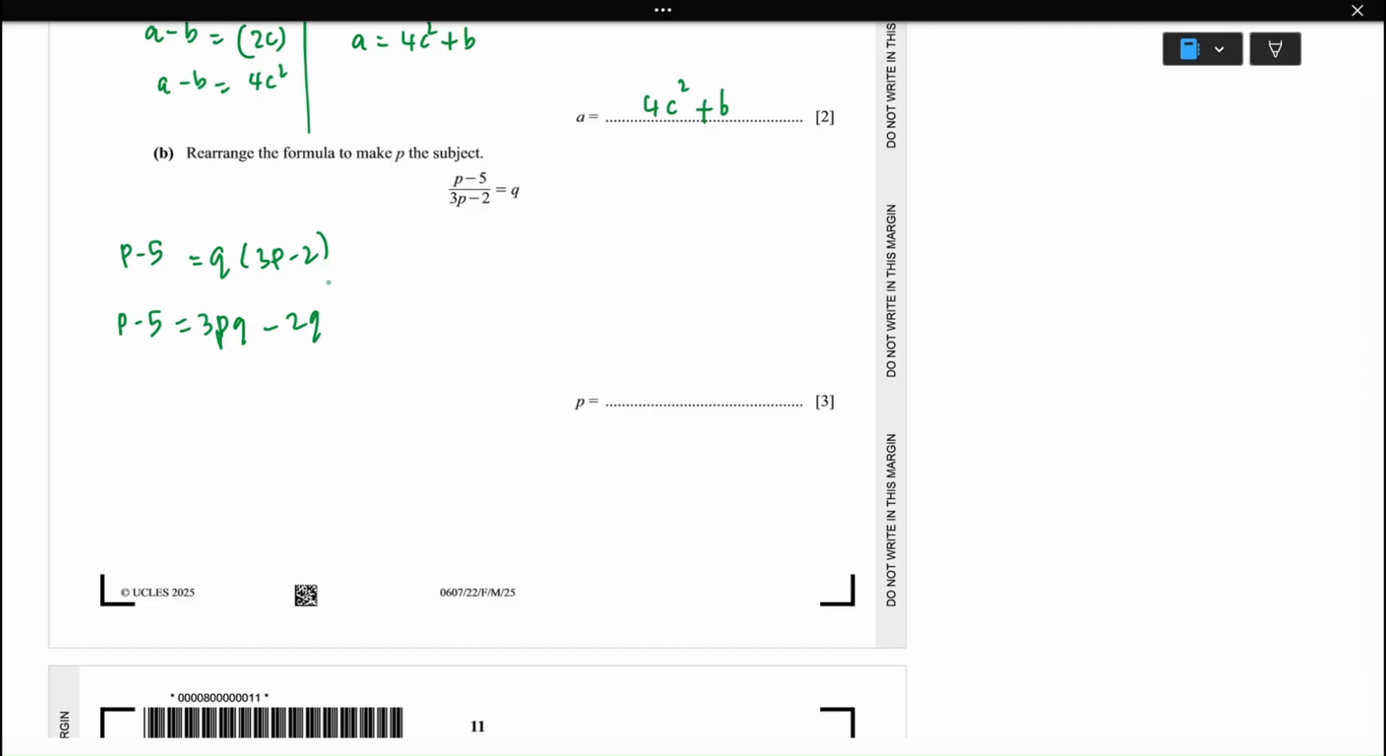I want P as the subject, so I'll bring all the P terms to one side. I'll bring this 3PQ to the left side, which is minus 3PQ, and I'll bring the 5 to the right side, which is positive 5. The negative 2Q is already here. Now I take P out as a common factor, so 1 minus 3Q is left, equal to 5 minus 2Q. Now 1 minus 3Q goes to the right side and becomes division. That's the final answer: P equals 5 minus 2Q divided by 1 minus 3Q.